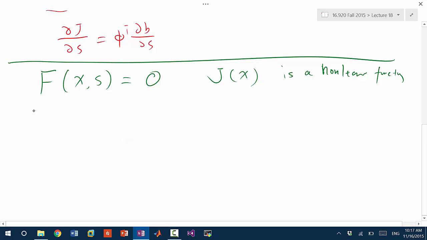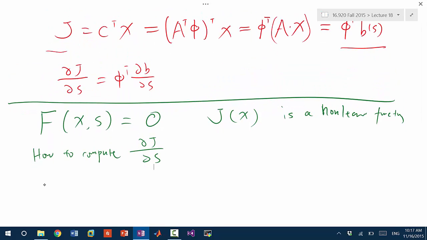Again, the question is how to compute partial J, partial S without having to solve equations like that repeatedly. Okay, any ideas? The big F, is it a vectorial function, or is it a scalar function? F is a vector function. F is a function that has as many rows as there are axes.